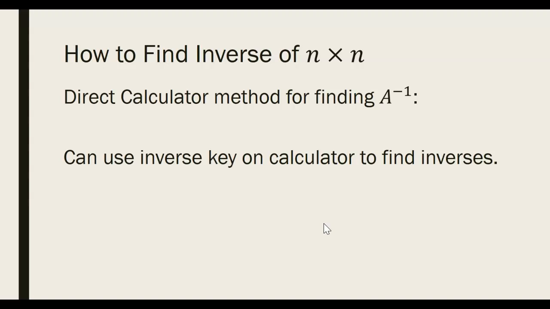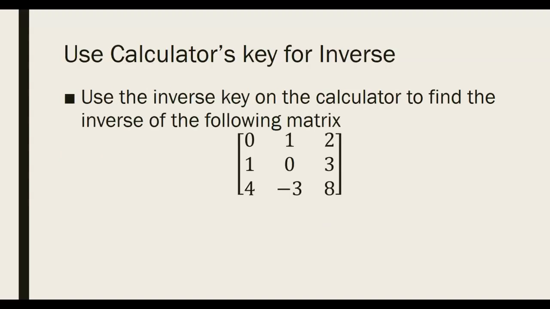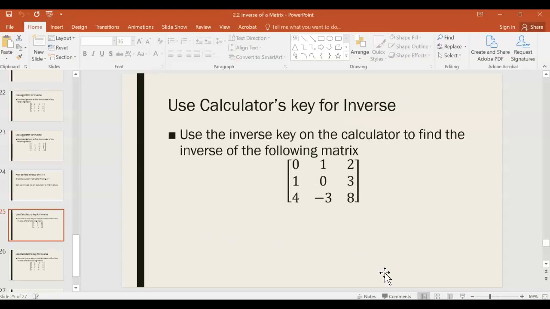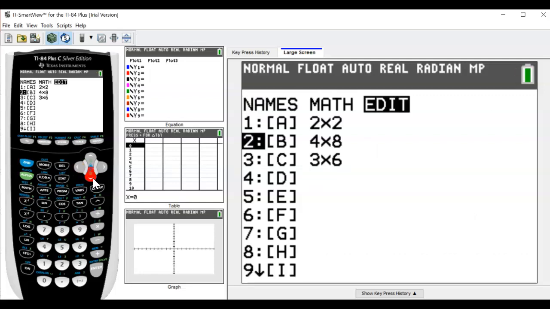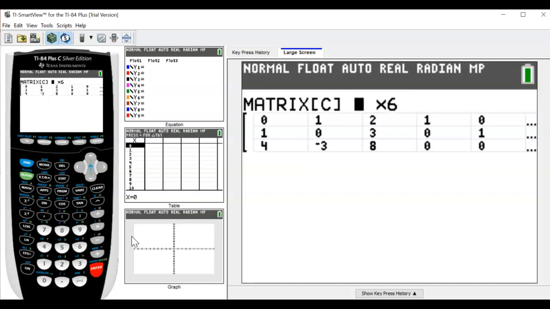So here's what we're going to do. We're going to do 2 of the problems that we just did, but we're going to use the inverse key rather than doing the row reduction algorithm. So we're going to try to find the inverse of this matrix: 0, 1, 2, 1, 0, 3, 4, negative 3, 8. Okay? Now, that was my matrix from before, that I had put into matrix C on this calculator. So I'm going to go back to the matrix menu and I'm going to edit matrix C. And we want to keep these first three columns the same.